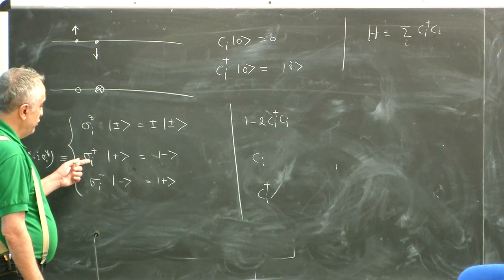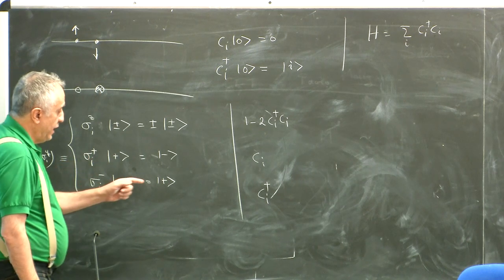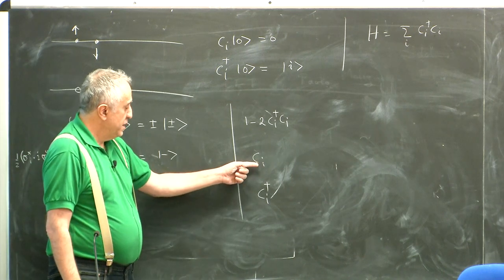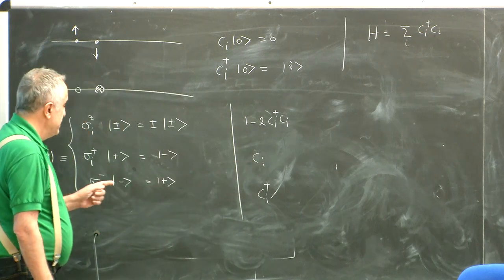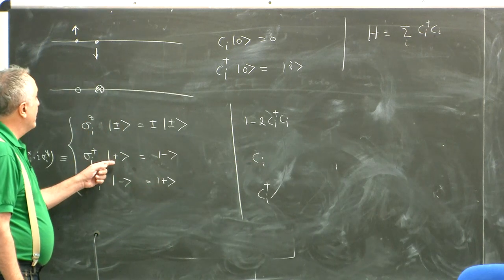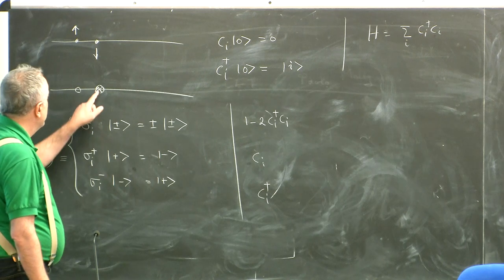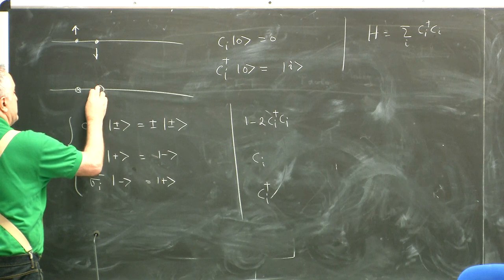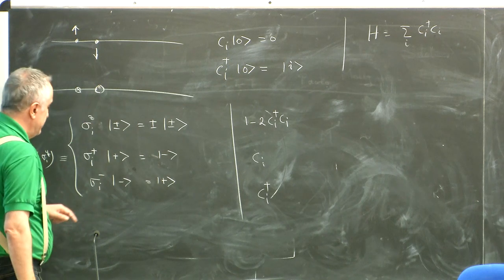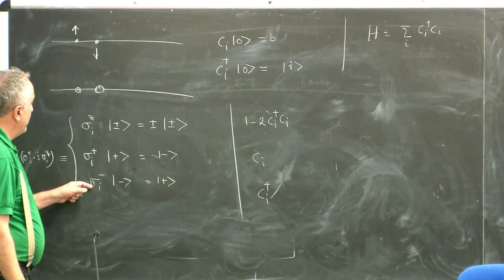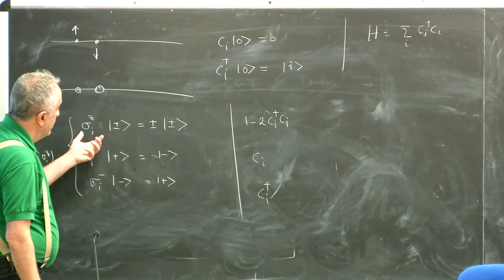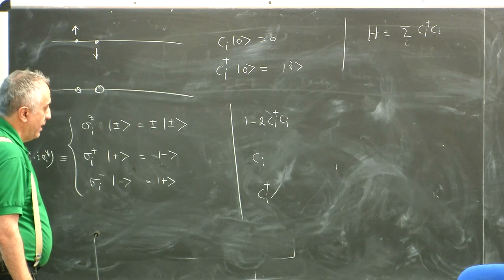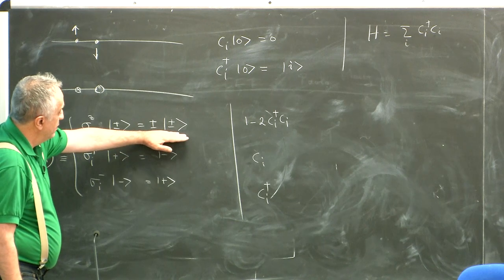So corresponding to these operators, I have the CI operators. So CI operator annihilates. So in this picture, it's opposite to this picture. Up is existence, down is not existence. And CI dagger, sigma I minus, brings it back.